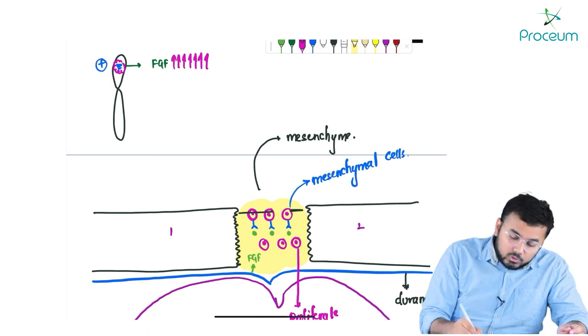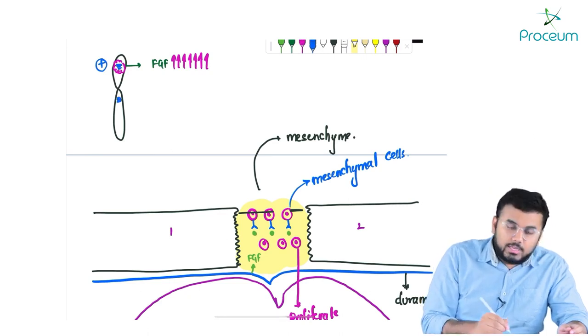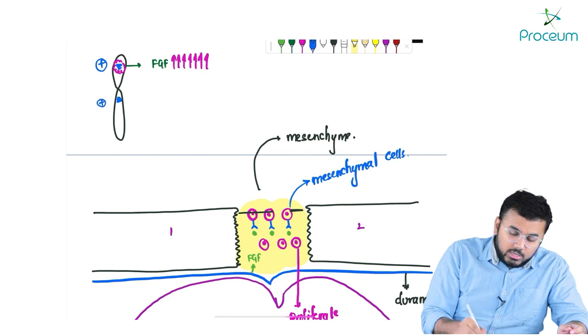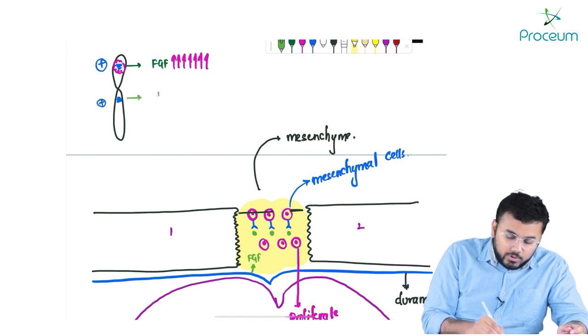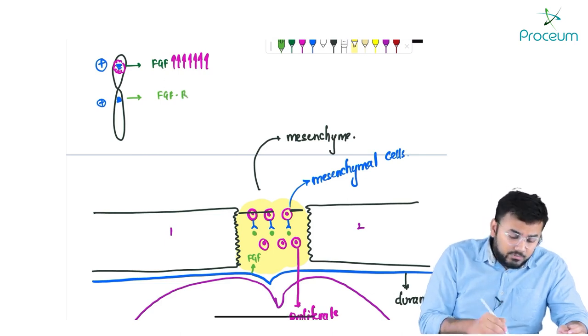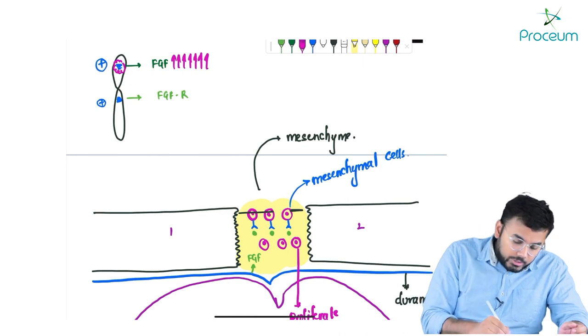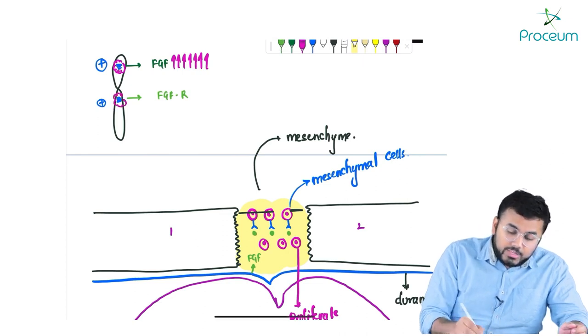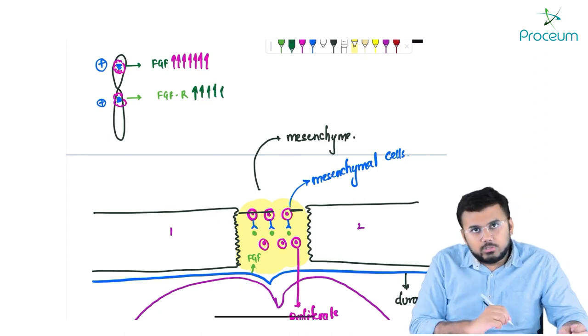So let us say because of this mutation, there is an excess amount of fibroblast growth factor released. Let us also say there is another gene here, which when activated encodes the fibroblast growth factor receptor. Now what will happen if there is a mutation here? Look, there is a mutation here too. If there is a mutation, the receptor is overactivated. Yes or no? The receptor is overactivated.